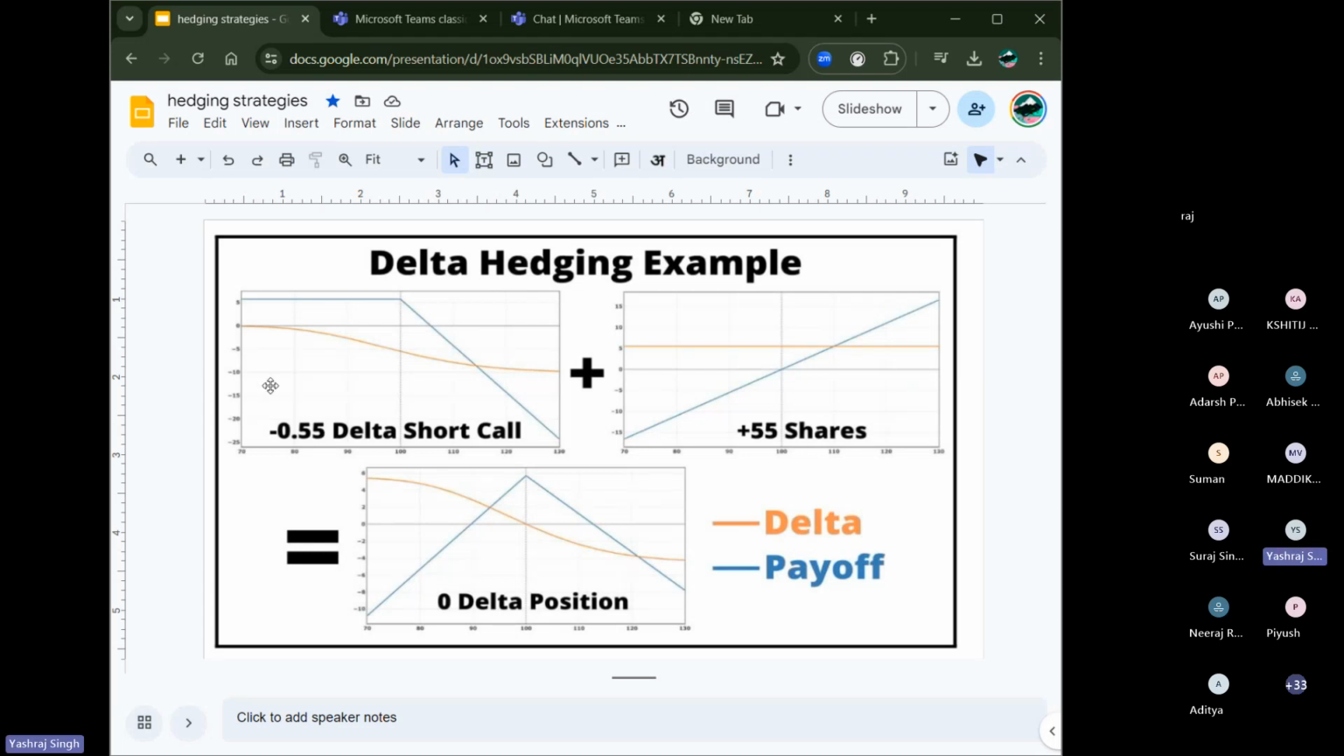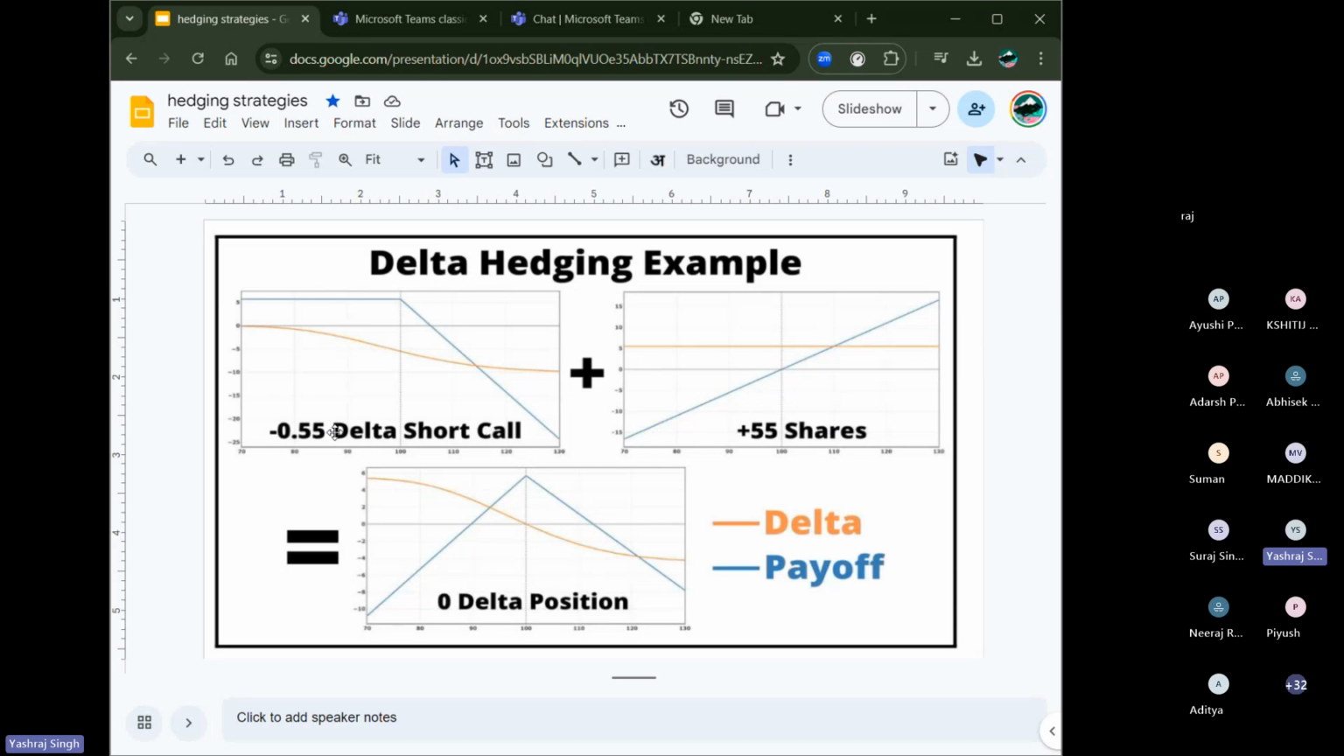How do we hedge it? We are making the assumption that we have 100 stocks. So basically, I am minus 55 delta, right? Every 1 rupee the stock goes up, I'll be losing 55 rupees on this. So how can I hedge this? By buying 55 shares, right?